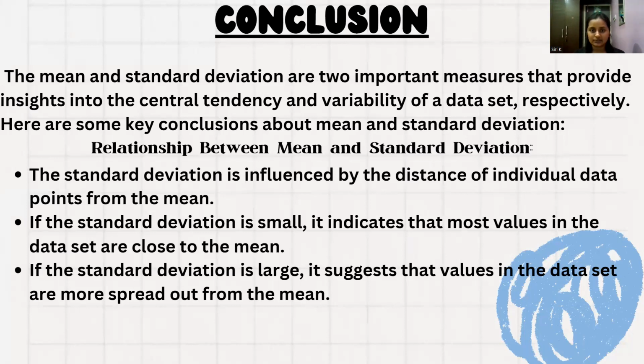If the standard deviation is small, it indicates that most values in the data set are close to the mean. If the standard deviation is large, it suggests that values in the data set are more spread out from the mean.